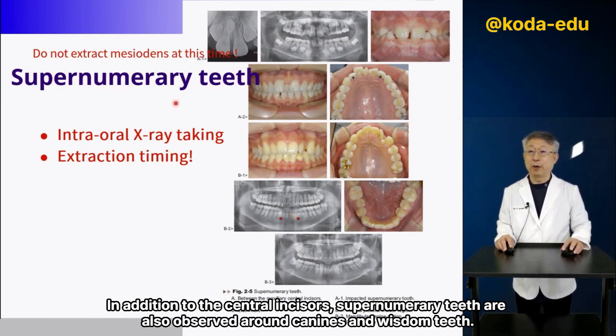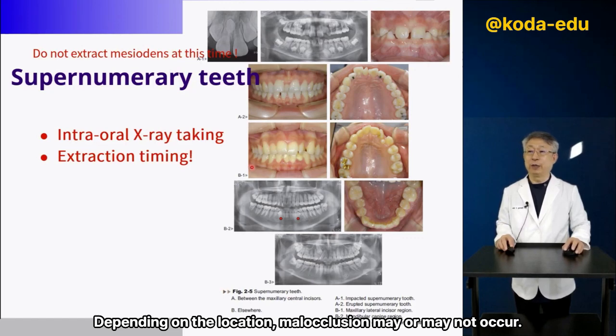In addition to the central incisors, supernumerary teeth are also observed around canines and wisdom teeth. Depending on the location, malocclusion may or may not occur.